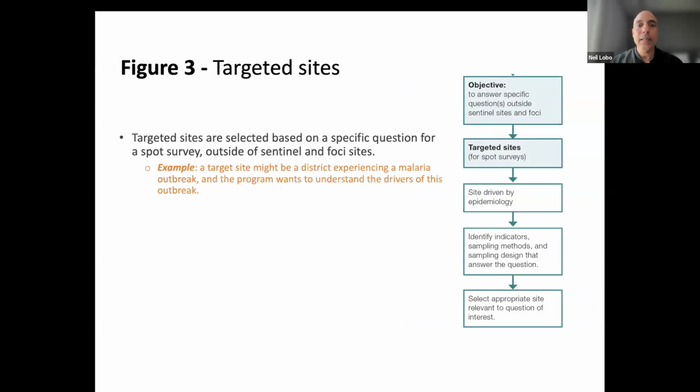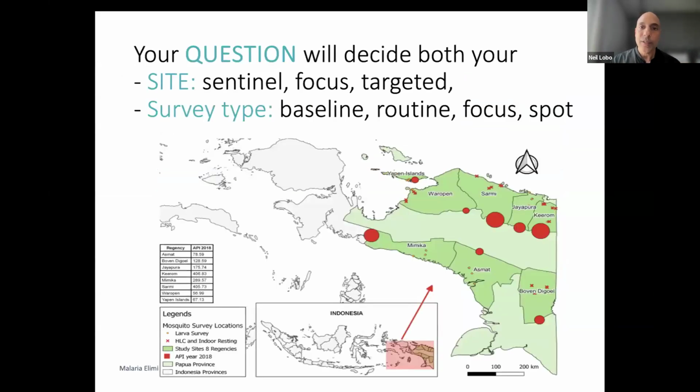And targeted sites, again, a targeted site might be, for example, a malaria outbreak where you want to understand the drivers of this outbreak, and you just go there once. This can also, as you very rightly just said, overlap with a focus site, because you want to understand the drivers here, but not necessarily respond to it. So there is considerable overlap between these, but it will hopefully guide you to understand what data to collect and how to focus down the indicators you collect. So your question will decide both your site and your survey type.